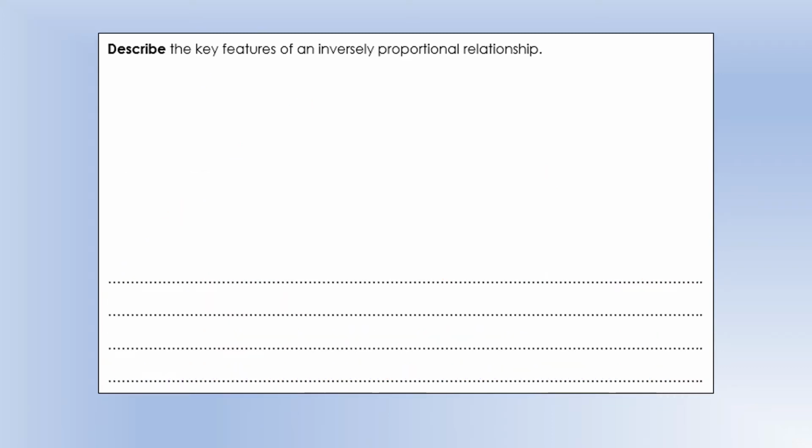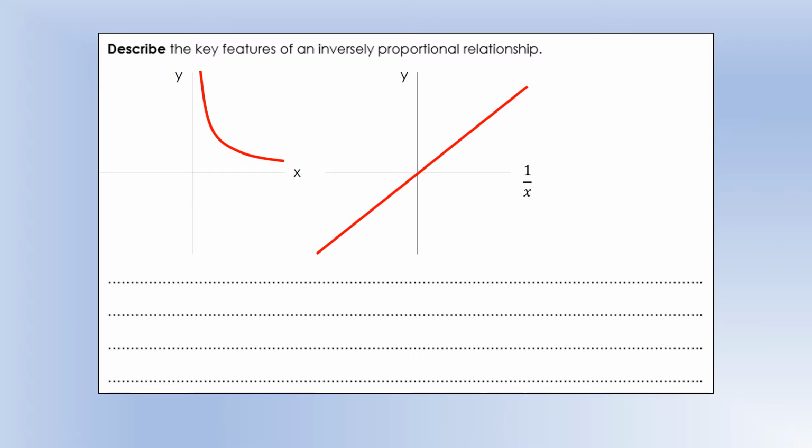Inversely proportional, which I'm going to talk about in a second, is slightly different. One way of describing it is you get a graph that looks like this. Another way of doing that is if you take the reciprocal of one of the quantities you put on the axis, it's a straight line through the origin.